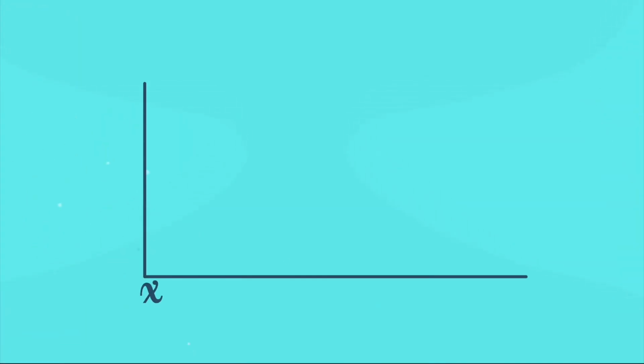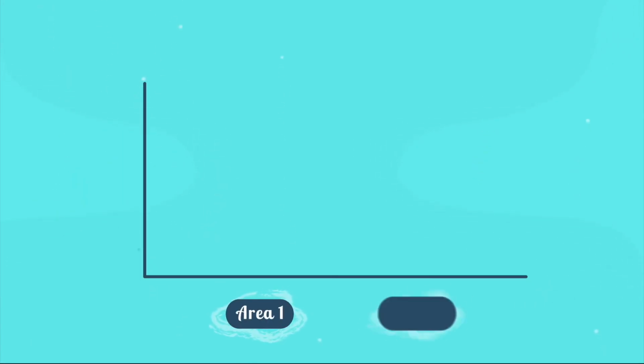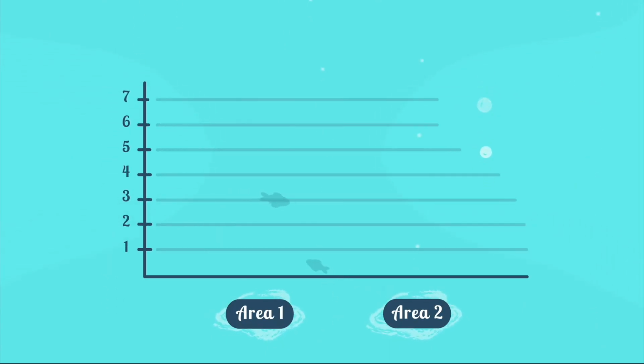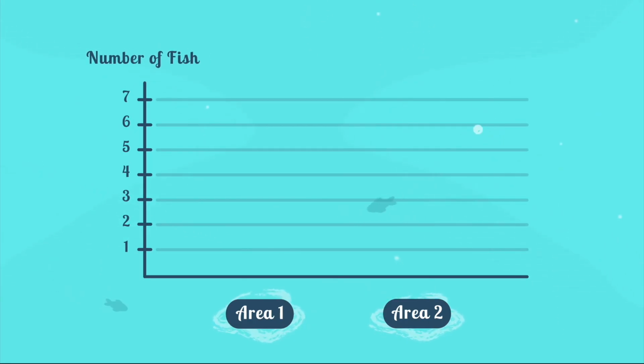On the left part of the x-axis, the line going across the bottom, we have Area number 1. And on the right, we have Area number 2. Each hash mark on the y-axis, the line going up and down, represents the average number of fish counted in each area. Using the numbers we just calculated, we're going to fill these bars in.